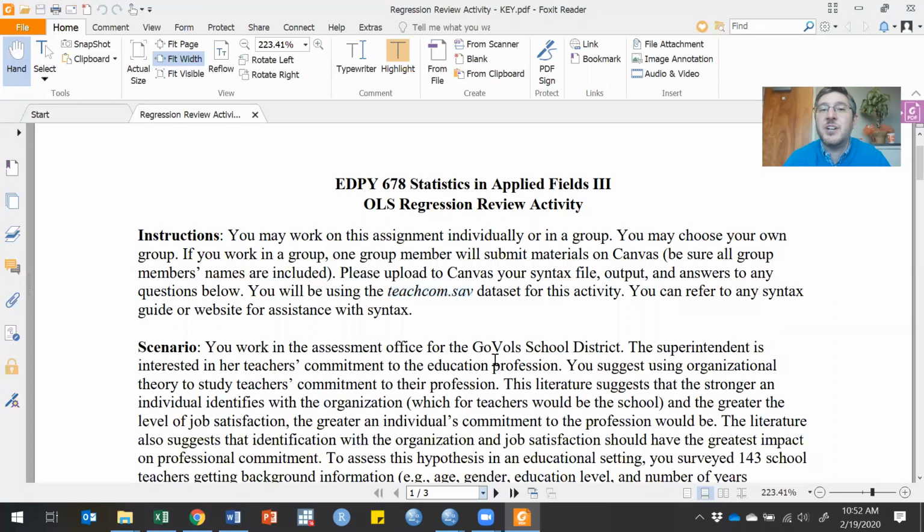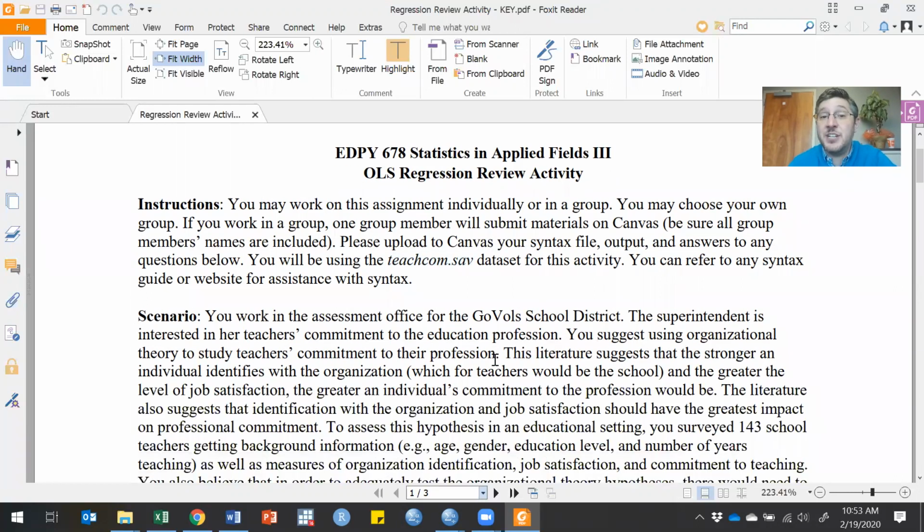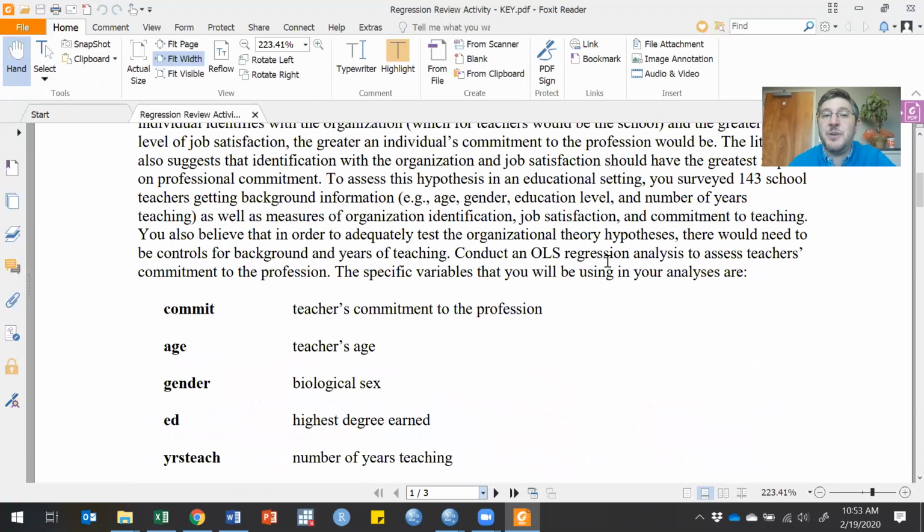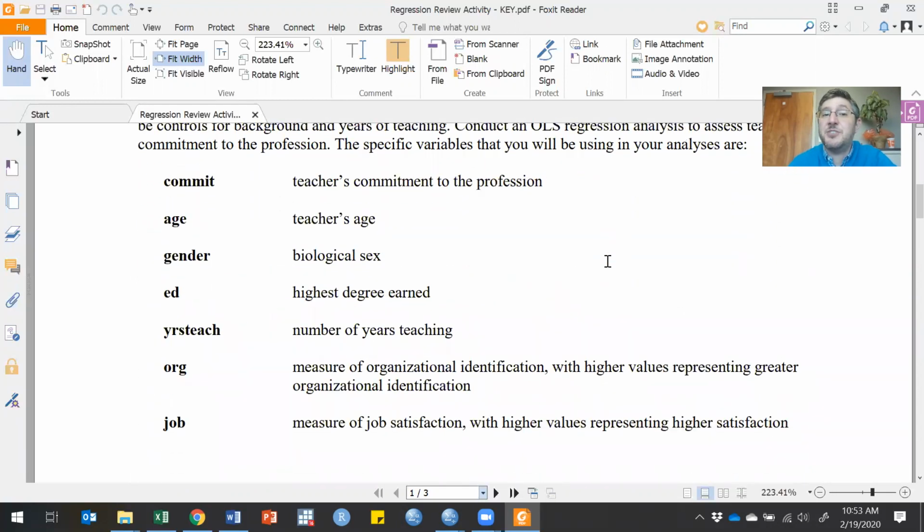this teachcom.sav data set, which is a data set examining teachers' commitment to their profession and different variables that might be related with or might predict teachers' commitment to the profession. You can read the scenario here. And here's just a listing of the variables that are in the data set.